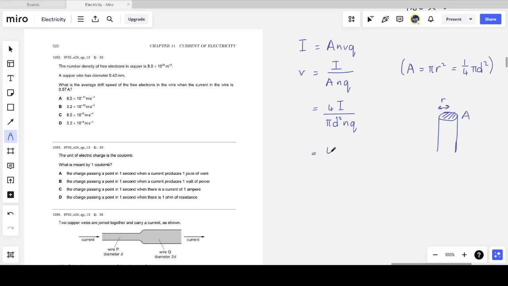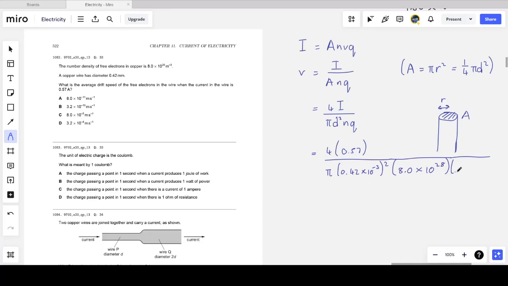And all of these values are known. I can put them in. That's 4 times the current. And the current is 0.57 amperes divided by pi times the diameter squared, 0.42 millimeters. So I have to multiply 0.42 by 10 to the minus 3 to get meters. And I square that, don't forget to square that number, multiplied by the number density in copper of charge carriers, or of electrons in this case, 8 times 10 to the power 28 per cubic meter, so that unit is fine.